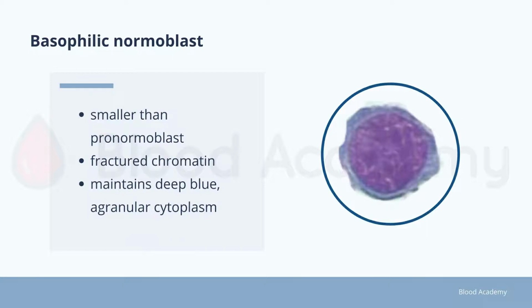Next is the basophilic normoblast. This is smaller than the pronormoblast. Its nucleus has a more condensed chromatin composition, often described as fractured. Nucleoli are absent, and it maintains a deep blue agranular cytoplasm.